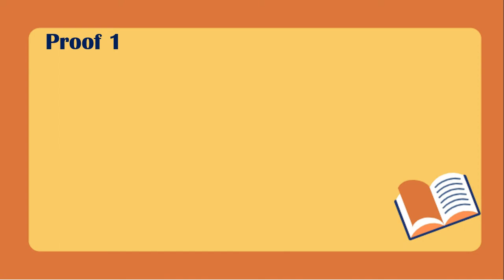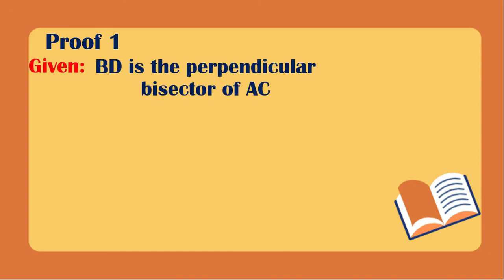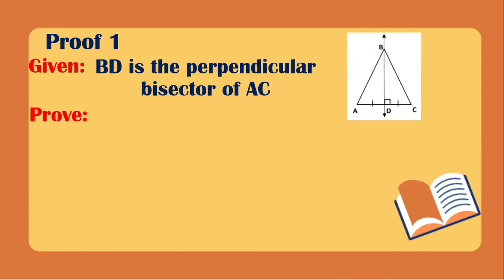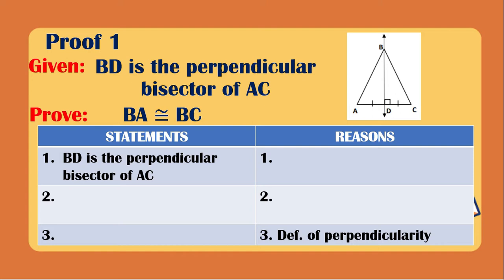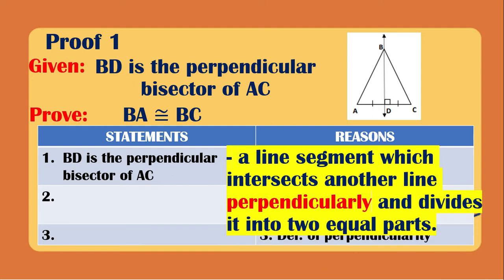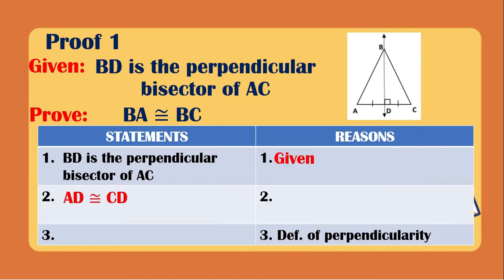Let us have proof 1. Given BD is perpendicular bisector of AC, using this figure, we need to prove that BA is congruent to BC. We will have the two-column proof. The first statement is BD is perpendicular bisector of AC, and the reason will be given. Let us use statement number 1, and then let us define perpendicular bisector. A line segment which intersects another line perpendicularly and divides it into two equal parts. So what are the two equal parts for AC? Looking at the AC, we have AD is congruent to CD. What is our reason? We define perpendicular bisector, so the reason is definition of perpendicular bisector.